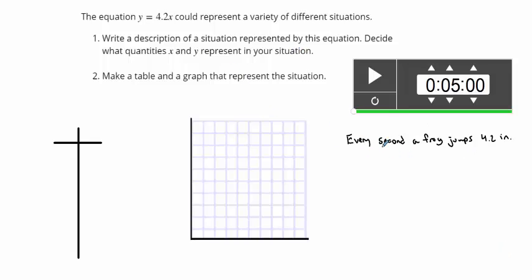Okay, so there's my description. Now, if I were to make a table of this, and we'll say that x is seconds and y is inches. In 1 second, the frog jumps 4.2 inches. In 2 seconds, that would be 8.4. In 3 seconds, that would be 12.6, and so on.